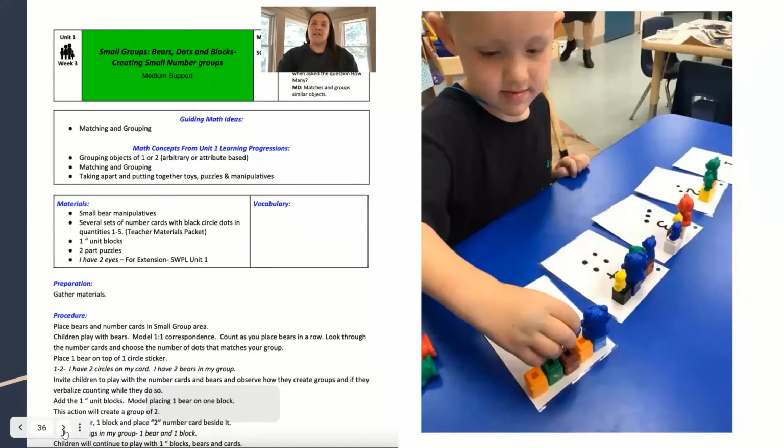So this activity is called Bears, Dots, and Blocks. It's a small group activity. When we were done doing it in small groups, I put it in the manipulative center because they loved it so much. Essentially, they take the blocks and put that many blocks on, and then they put that many bears on as well, strengthening those one-to-one correspondence skills, counting, and numeral recognition. For some students who weren't quite ready, I may have only had a couple of the cards out, and for other students, I would have more numerals out.